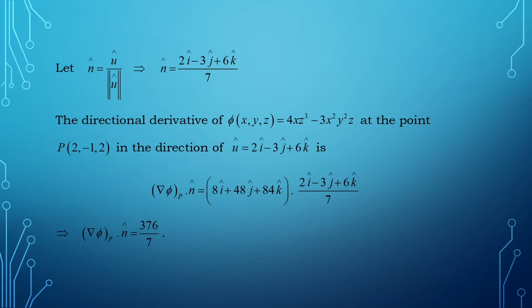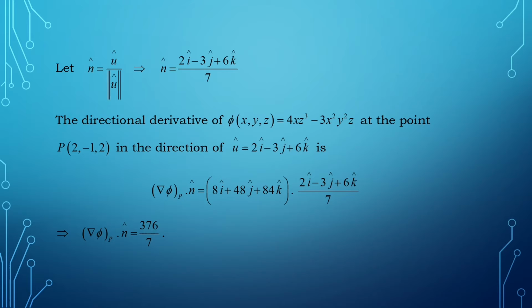We have to find the unit vector n cap. n cap equals u cap divided by norm u cap. So n cap equals 2i cap minus 3j cap plus 6k cap, whole divided by 7. This gives us a unit vector n cap in the direction of u cap. The magnitude of n cap is 1. The direction of n cap is the same as that of u cap.